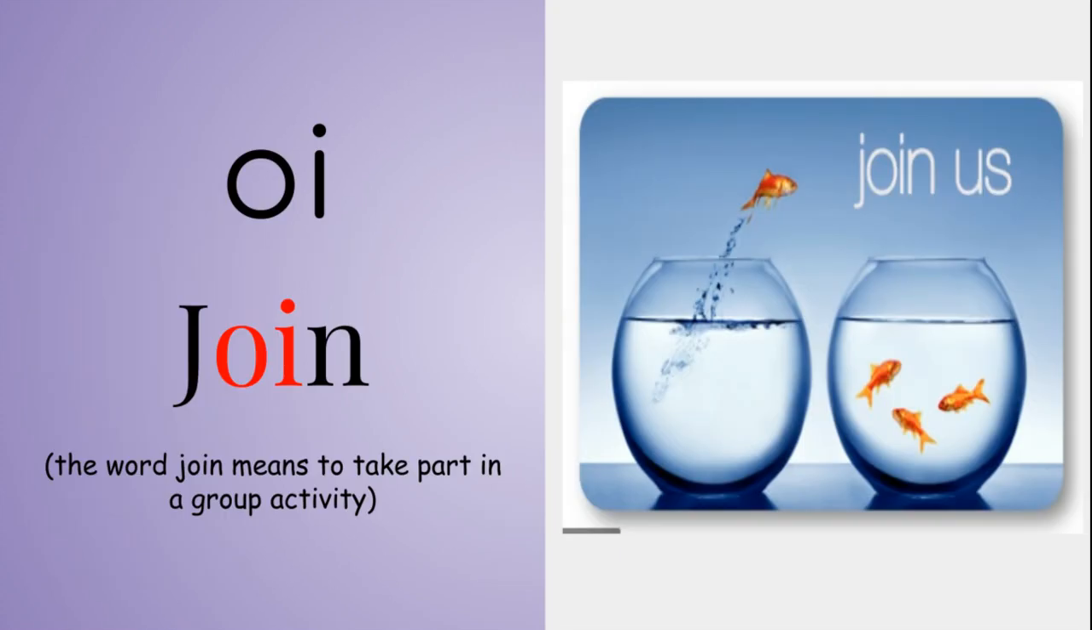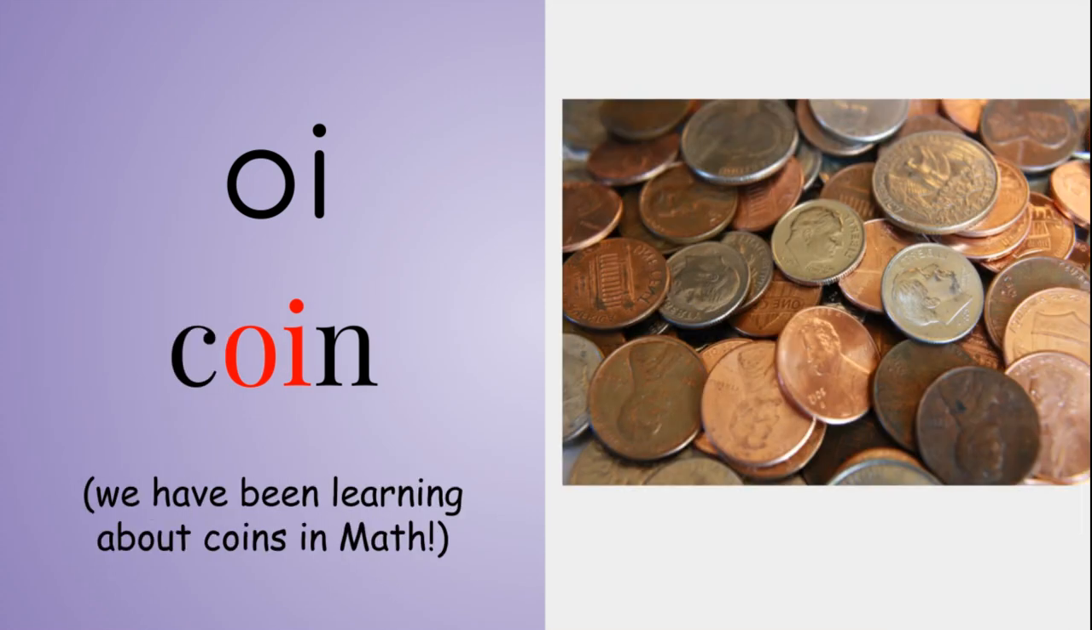So now we're going to look at words with OI in it. The word join means to take part in a group activity. So there's the fish, and he's joining the other group of fish, and it says join us. So when we say the word join, the OI makes that oi sound. Coin. We have been learning about coins in math. See if you can recognize any coins in that picture.